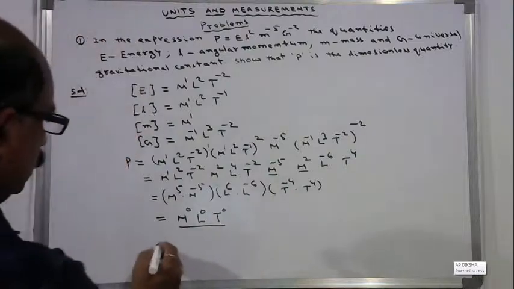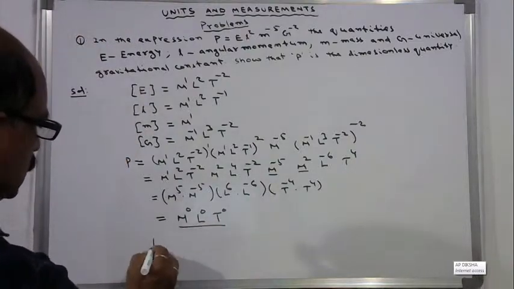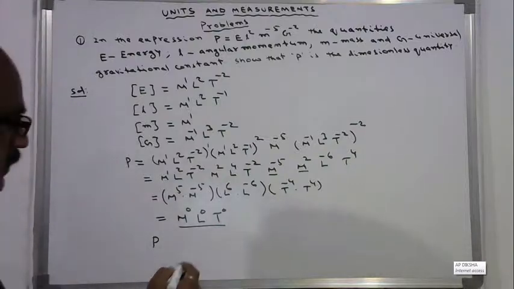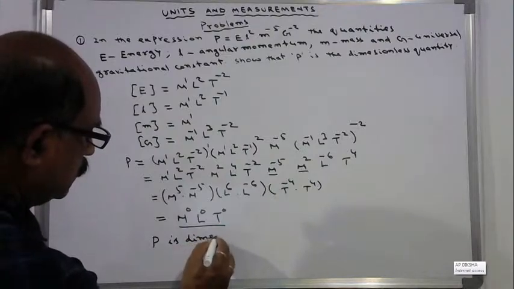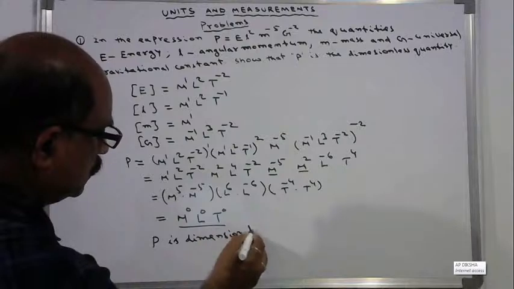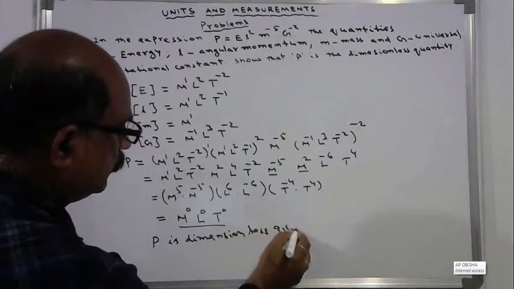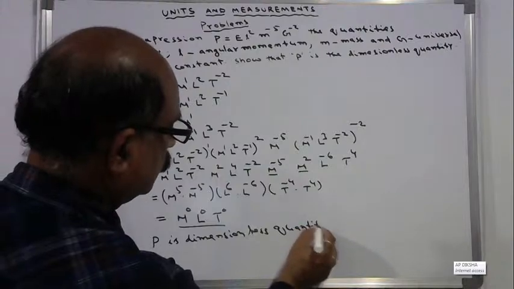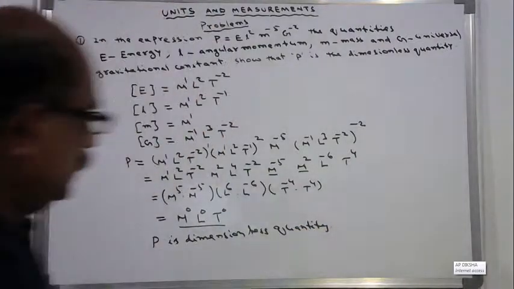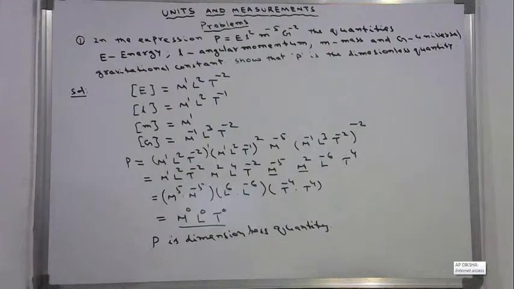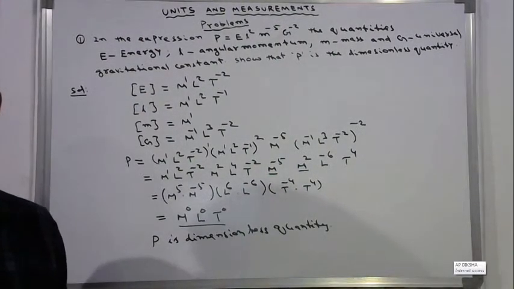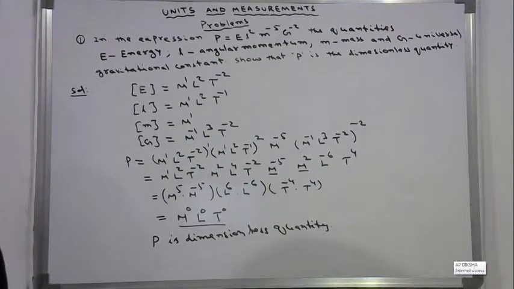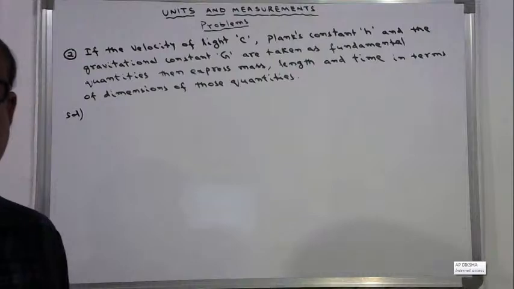So now we can write down that P is a dimensionless quantity. This is how we have to prove such equations. We can prove that this equation is a dimensionless quantity. This is the way in which we have to solve the problem. Now let us observe the next problem. Now let us solve the second problem.